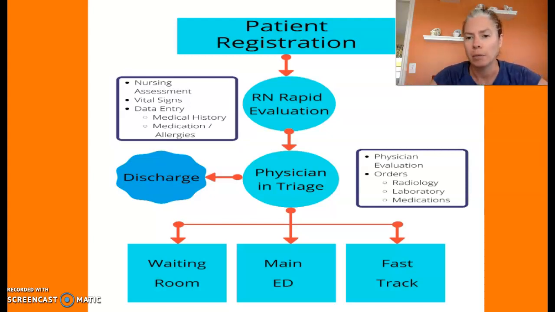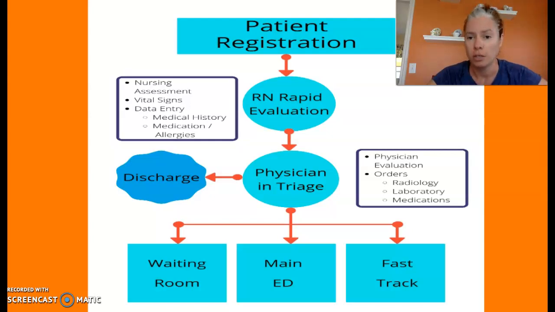So the idea behind my proposal is something called split flow triage. And that's where this slide and diagram come into place. Split flow triage would look something like this. The patient would come up to the desk. They would get registered, name, date of birth, a quick, why are you here?